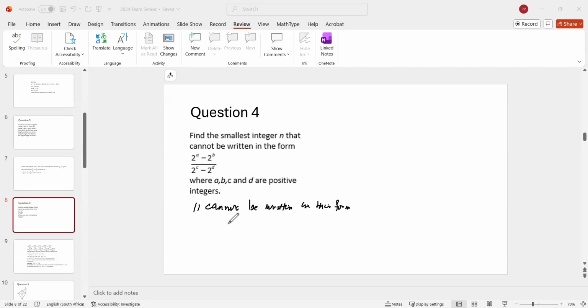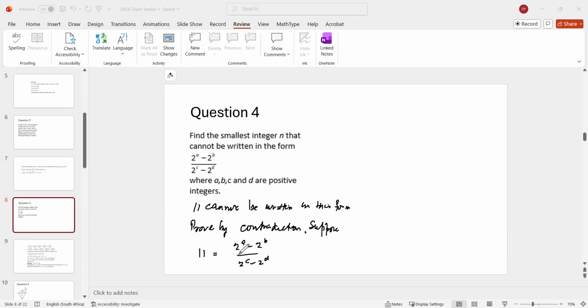All right. Now, to do this, you prove by contradiction. By now, you should be aware of proof by contradiction. That is where you assume the opposite. Suppose it can be written. Then you eventually come to something that is impossible. So you suppose that 11 is 2 to the A minus 2 to the B, over 2 to the C minus 2 to the D.